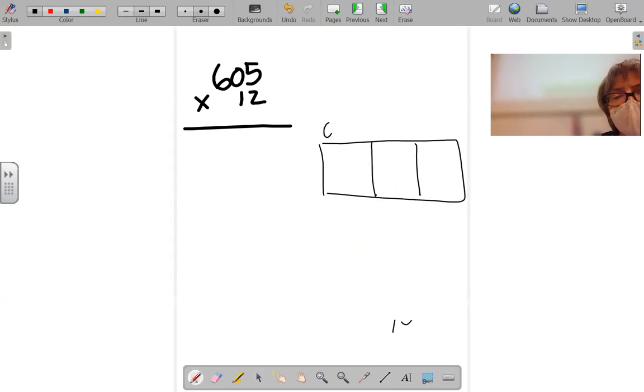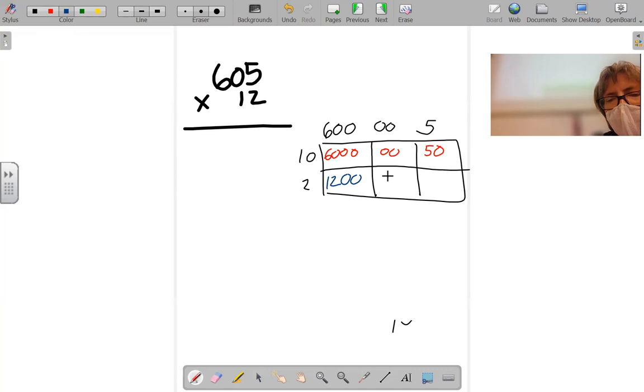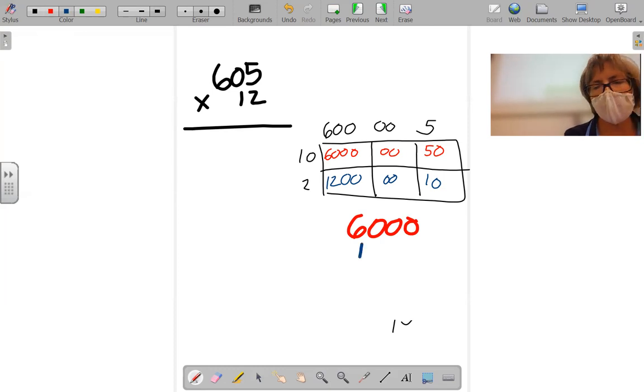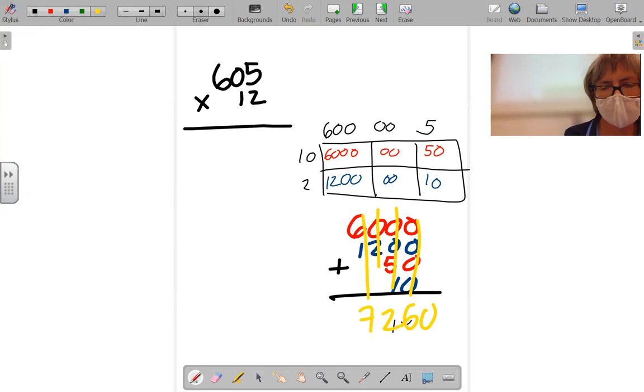See, it's important for me to make the same mistakes so I can help my students with the same mistakes. 600, this is 00, this is 5, this is 10, this is 2. There it is. Okay, so this is 6,000, that's zeros, and this is 50. There we go. This is still 1200, that's 00, and this is 10. So we've got 6,000 and 1200 and 50 and 10. Donovan, are you tracking with this new fancy method with me? Yes? 7260. Or did you do it just longhand? And did you get the same thing?